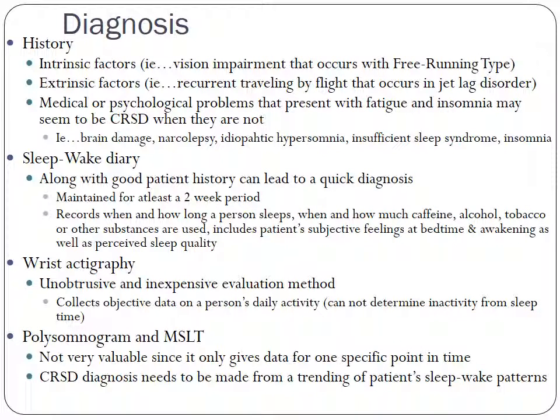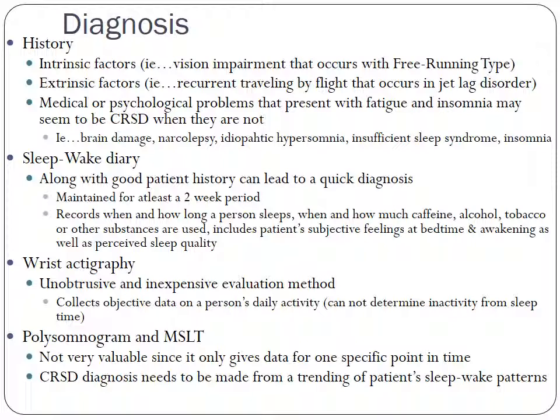Diagnosis. We really need a thorough history. We need to look at intrinsic factors, i.e., visual impairment that occurs with the free running type, extrinsic factors, for example, recurrent traveling by flight that occurs in jet lag disorder. We want to look at medical or psychological problems that present with fatigue and insomnia. They may seem to be circadian rhythm disorder when they are not. So we want to look for brain damage, narcolepsy, idiopathic hypersomnia, insufficient sleep syndrome, and insomnia.